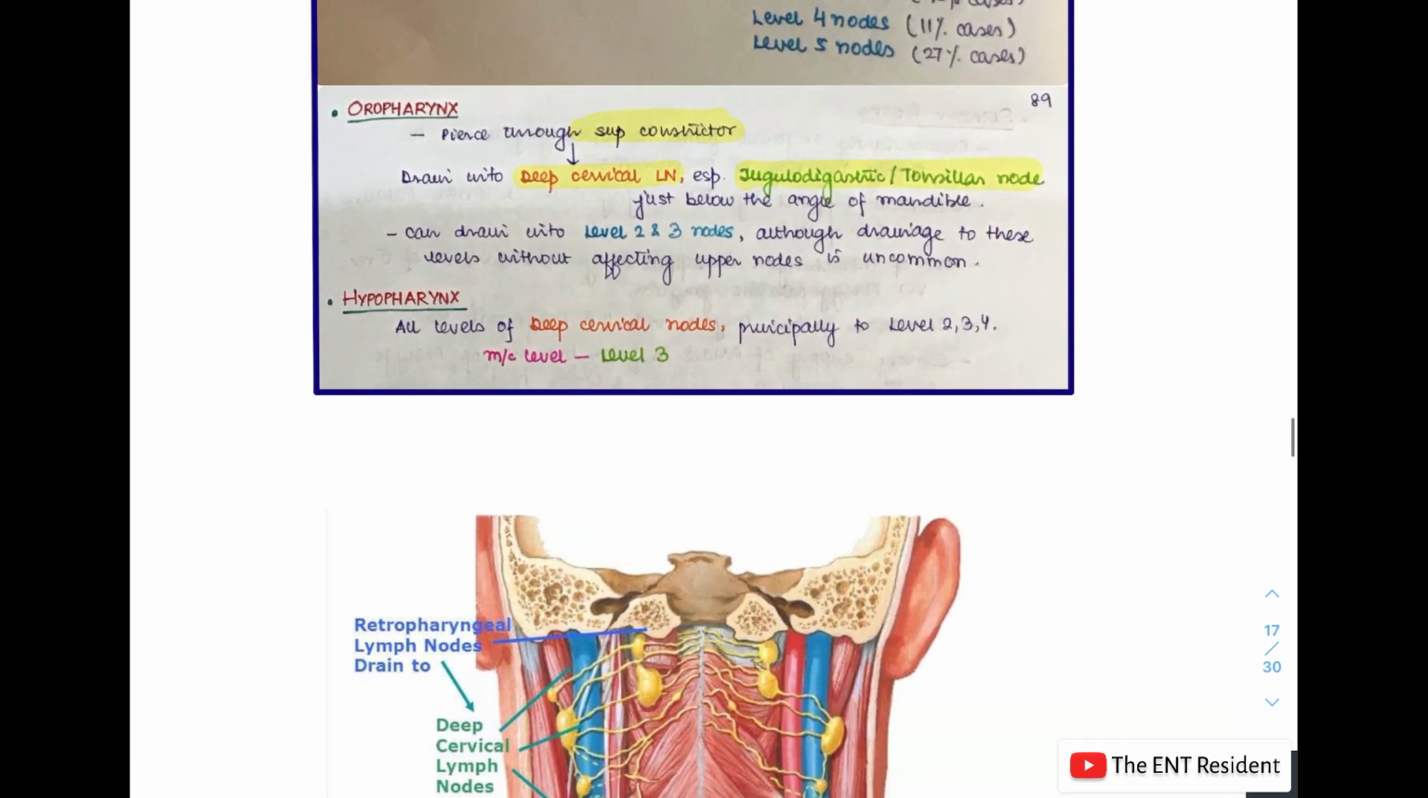They can also drain into the level 2 and level 3 lymph nodes, although drainage to these levels without affecting the upper nodes is actually pretty uncommon. Lastly, for the hypopharynx, all the levels of deep cervical nodes, that is level 2, 3, 4, are involved, but most commonly level 3 is involved.